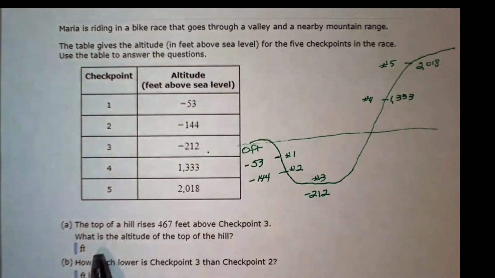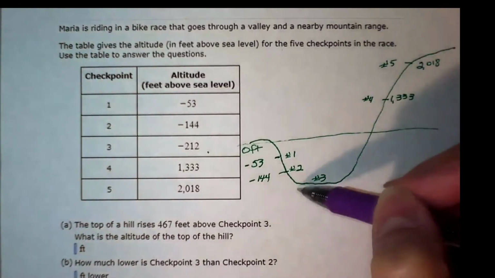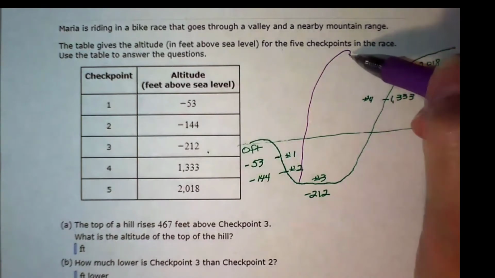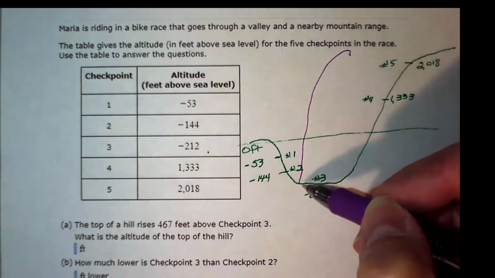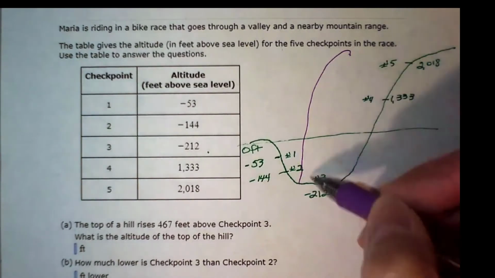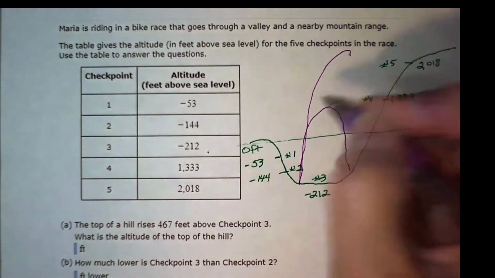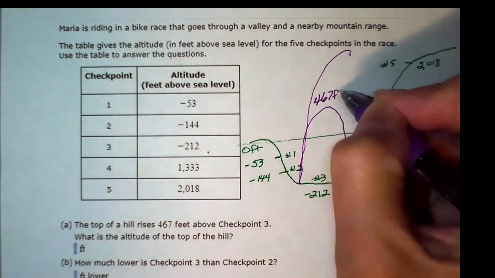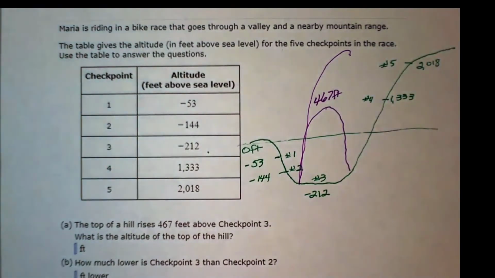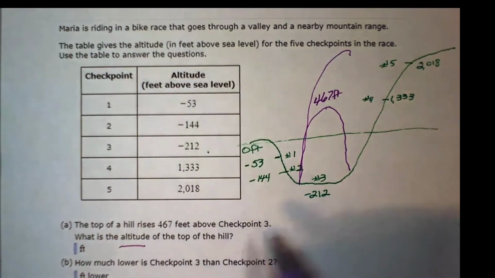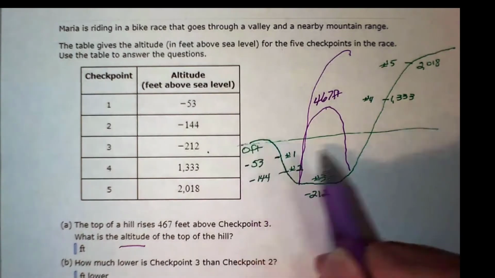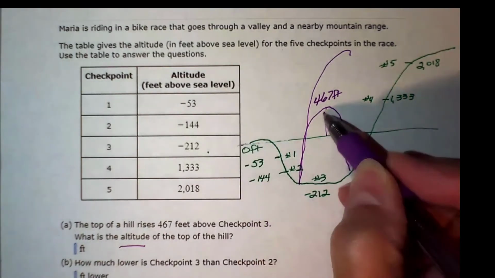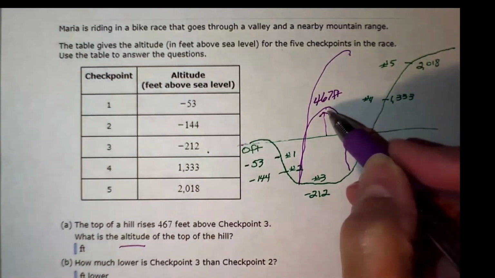Then it says, for question A, the top of a hill rises 467 feet above checkpoint 3. So if I had a hill that went way up here, whoops, it didn't go that high. It goes only 467 feet, so it wouldn't be that high. So let's say there. The top of that hill is at 467 feet. It wants to know what is the altitude at the top of the hill. Well, altitude is measured based off of 0. So what it wants to know is how much above 0 is the top of that hill.